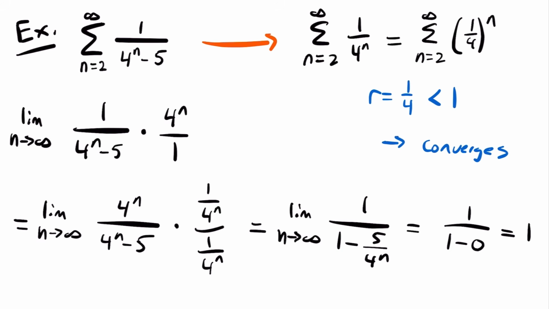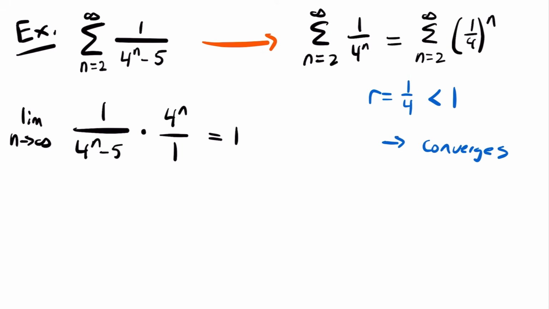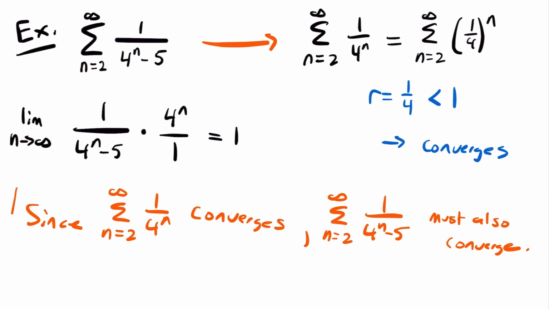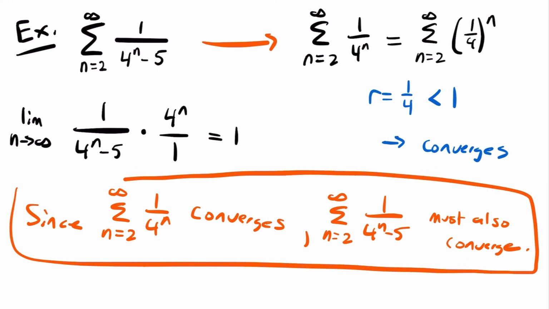And so, if I clean up my work, we can make the conclusion that since the comparison series, the sum from n equals 2 to infinity of 1 divided by 4 to the power of n converges, that our original series, the sum from n equals 2 to infinity of 1 divided by 4 to the power of n minus 5, must also converge. Okay, and so that is the final answer for this example.